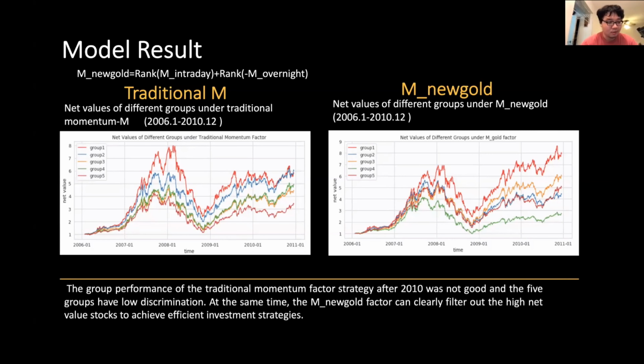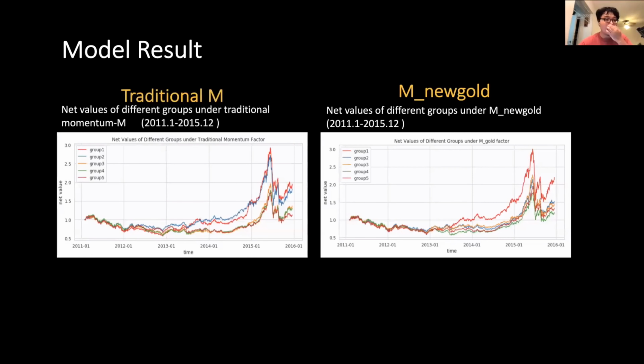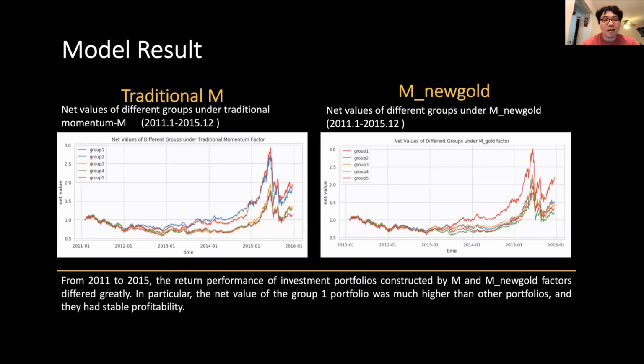From previous research, we have proved that M intraday is a momentum factor and M overnight is a reversal factor. So we combine the two factors together as M new gold. Here is a backtest result. As we can see, here is a backtest from 2006 to 2010. It shows that the new factor is significant. Here is a backtest from 2011 to 2015. It shows it is not significant.